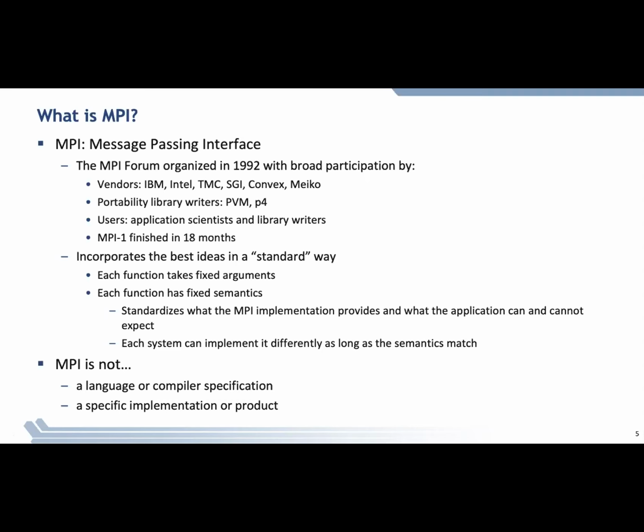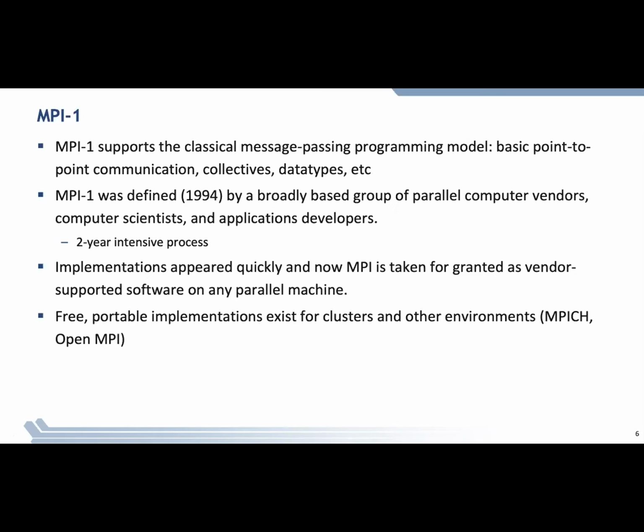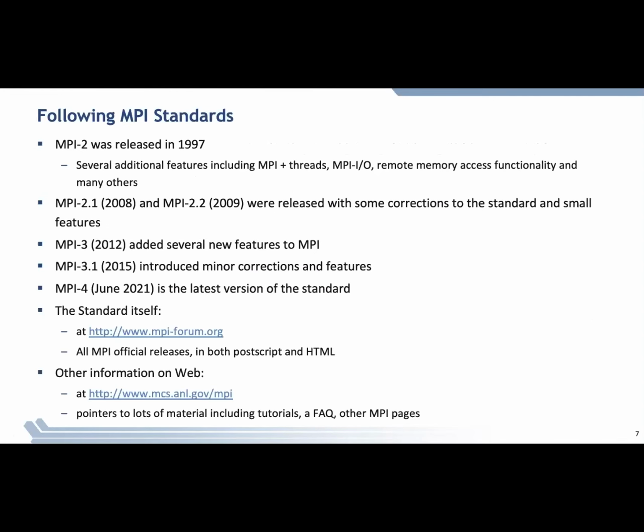So wherever you're running, you're using some implementation of MPI. And if there's a problem, something doesn't work or something doesn't perform well, it's usually a problem with that implementation. So you have to differentiate between the MPI standard and a particular implementation of MPI. This is MPI 1, which I already talked about.